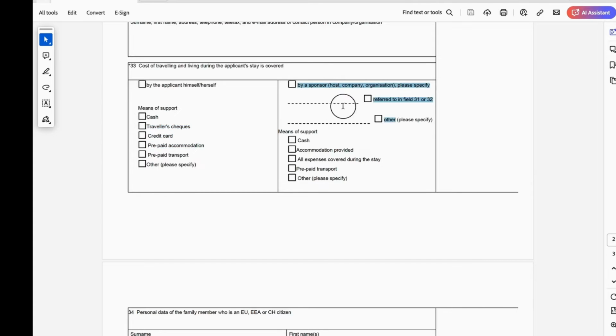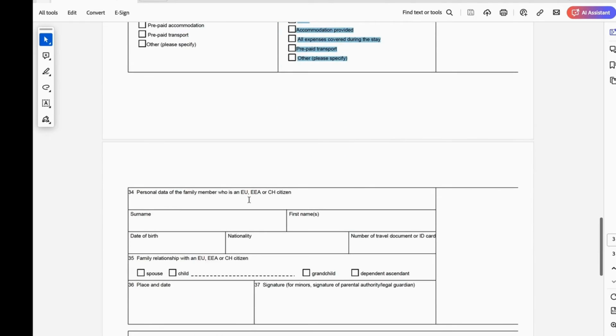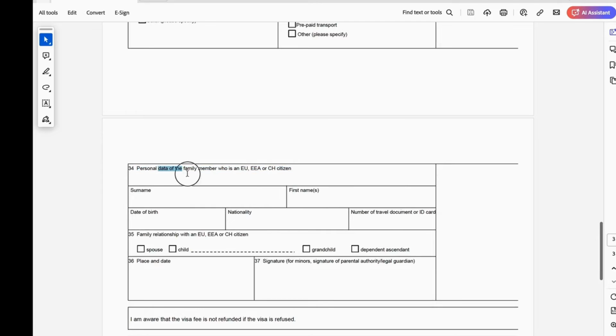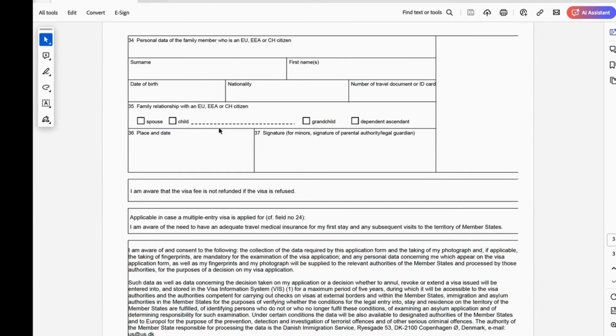But suppose you are applying for the business visa, this is where you have to fill the right hand side box. If it is by the sponsor, like the company sponsoring your visit, you can click this option, and you can also select how they are supporting you. Number 34 is for a person who has a family member in the EU or EEA or as a citizen of the Schengen area. You can fill up these details based on your own case, but for me it was not there, so I didn't fill it.